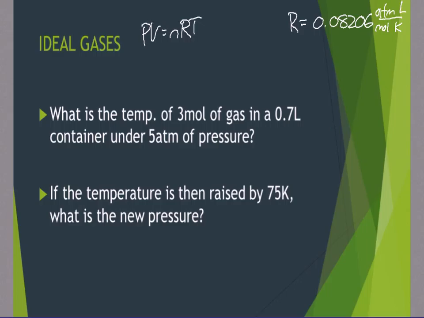So let's look at the first question. We want to find the temperature of 3 moles of gas in a 0.7 liter container that's under this amount of pressure, 5 atmospheres. How do we solve that? Right. We can rearrange this equation in order to solve for temperature. If we wanted to solve for T, we're just going to divide by nR. So that would be PV over nR. And then we can just plug in all our information and get an answer. It's just a plug and chug problem. There's nothing too complicated about this one.